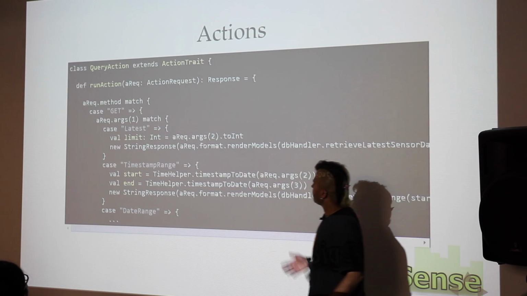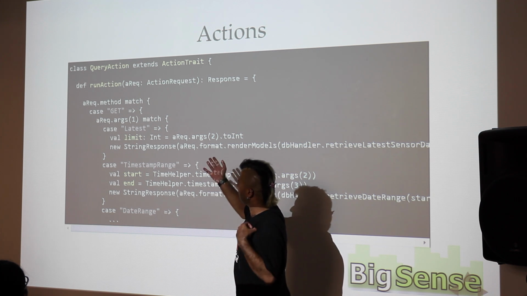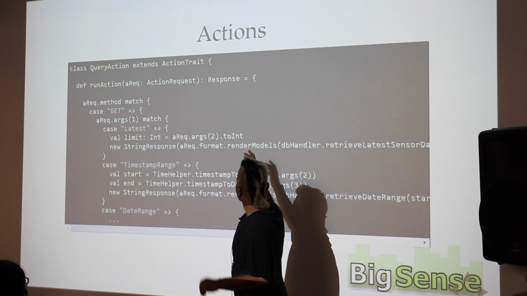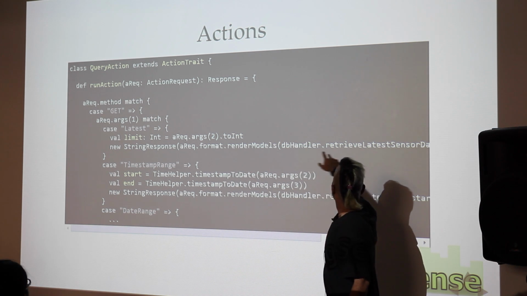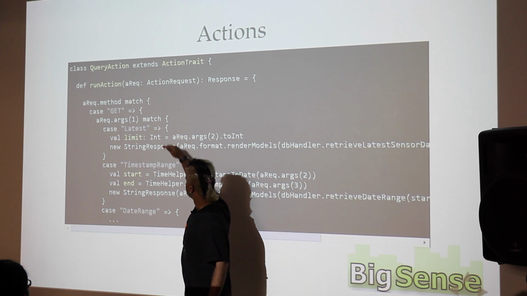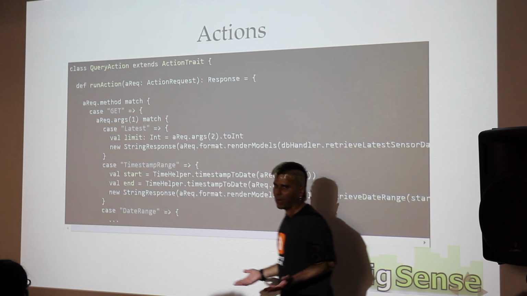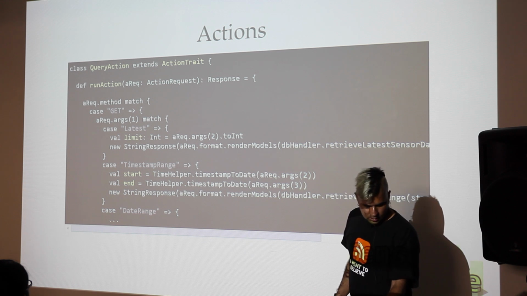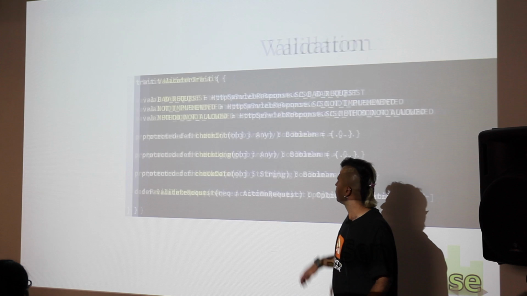So within our actions, this is a query action. So we want to be able to query sensors. In this case, we're checking the method. If it's a get, then we check the second parameter if it's latest. And then we call our model and then send back our Spring response. We render our models from the database handler, which sends it back to us up through the loop. And here we can see timestamp range, date range. There's also a case for the post. And later on, we don't have delete implemented, but that could be down there as well. And notice there's no validation in here. We'll get to that later. There used to be validation here, but that's been pulled out.